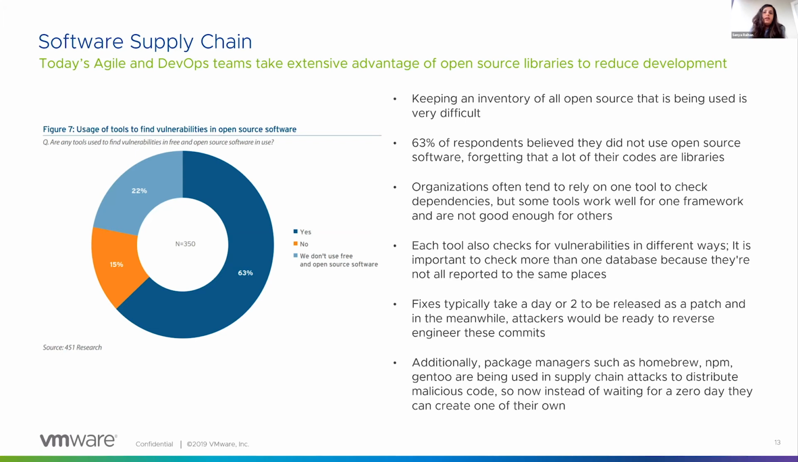Another way that the attack vector is different for open source is that more often, package managers like Homebrew, NPM, or NuGet are being used in supply chain attacks. That means they're distributing malicious code. So now, instead of just waiting for a 0-day to happen, they're also able to create their own. And sometimes it can be as simple as uploading a crypto miner.